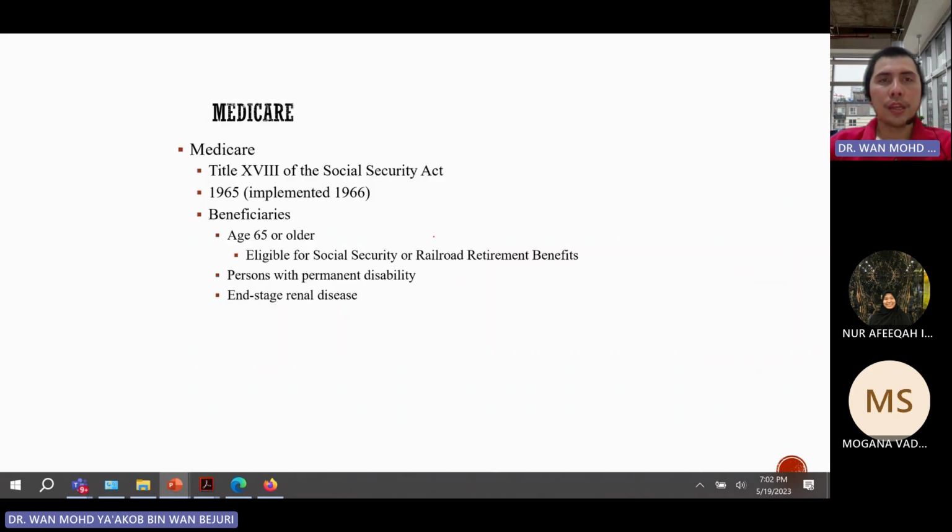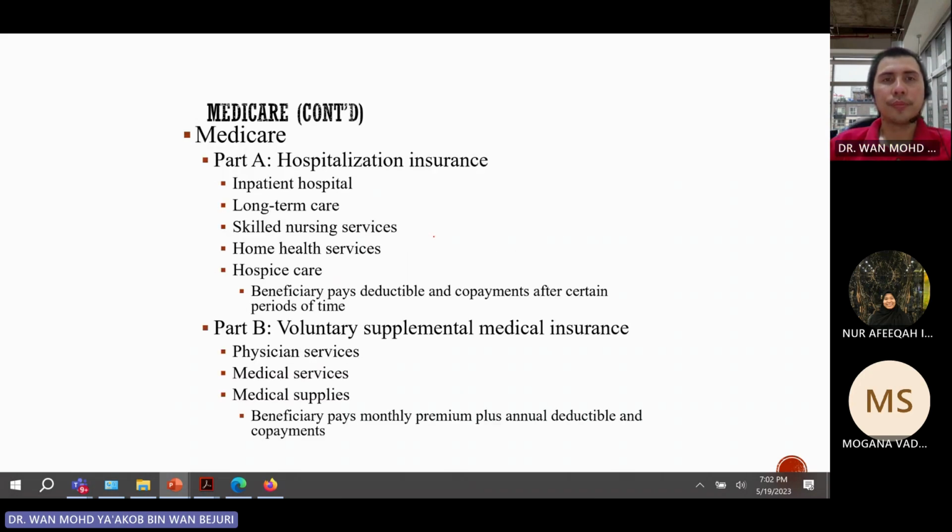So first is Medicare. What I am telling you about is what exists in the US. Medicare is under the Social Security Act, and it was implemented in 1966. It benefits those aged 65. There are two parts in the Medicare package: one is hospitalization insurance, the second is voluntary supplemental medical insurance.